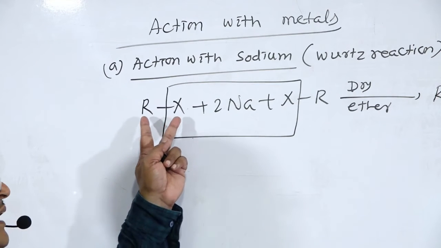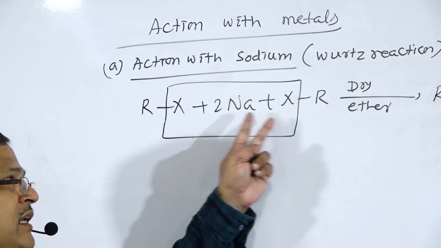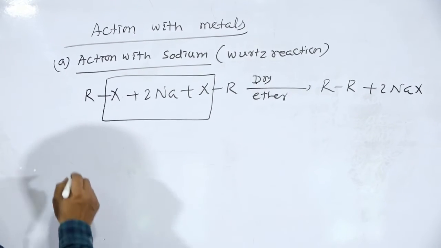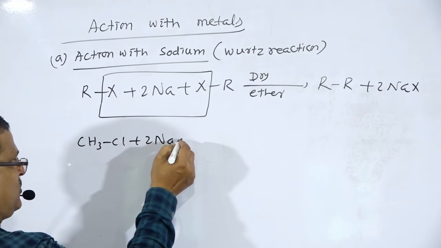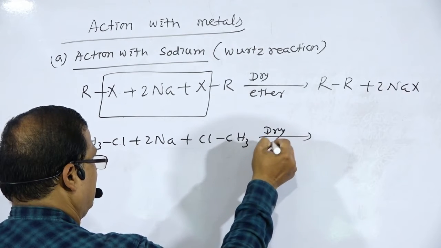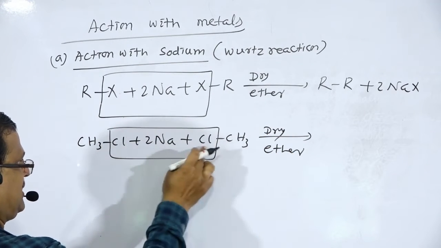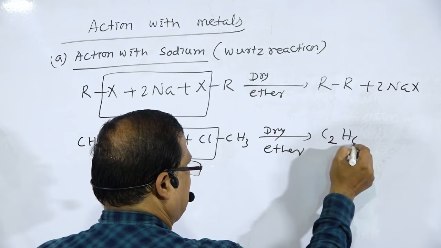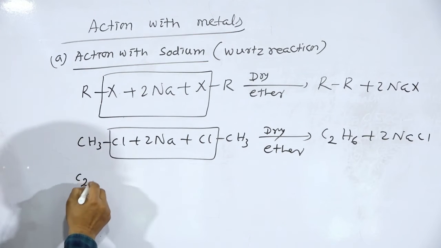In this case, an alkyl halide reacts with sodium metal in dry ether, forming a higher alkane. For example, CH3Cl plus 2 metallic sodium plus ClCH3 in dry ether. The Na part and Cl part are removed in the form of NaCl, and CH3 bonds with CH3 to give C2H6, ethane, plus 2NaCl.